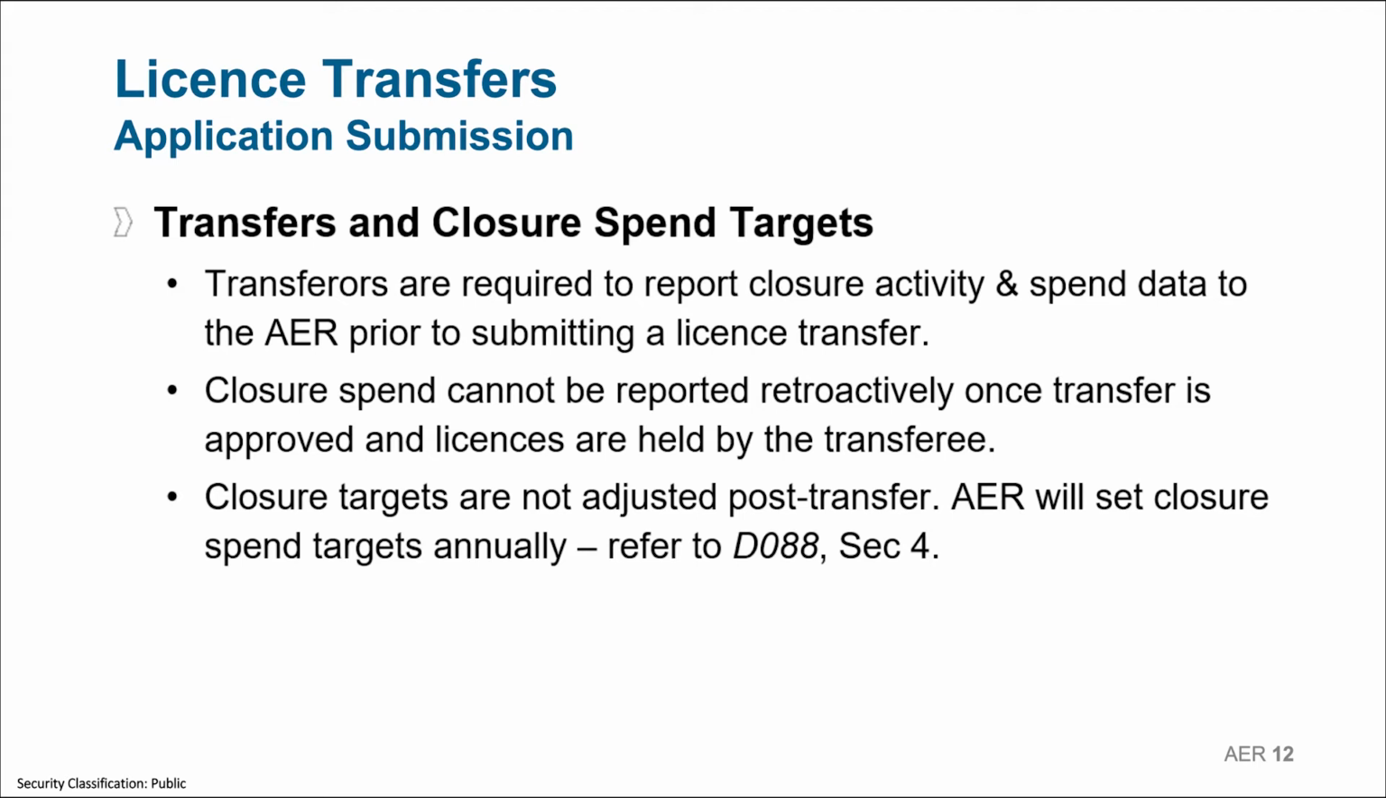Closure credit and spend is tagged to the licensee that completed and reported the work. Closure work conducted prior to a license transfer will not contribute to the purchaser's closure parameter results or spend total. Spend targets are set annually and will not be adjusted during the calendar year. See Directive 88, Section 4.